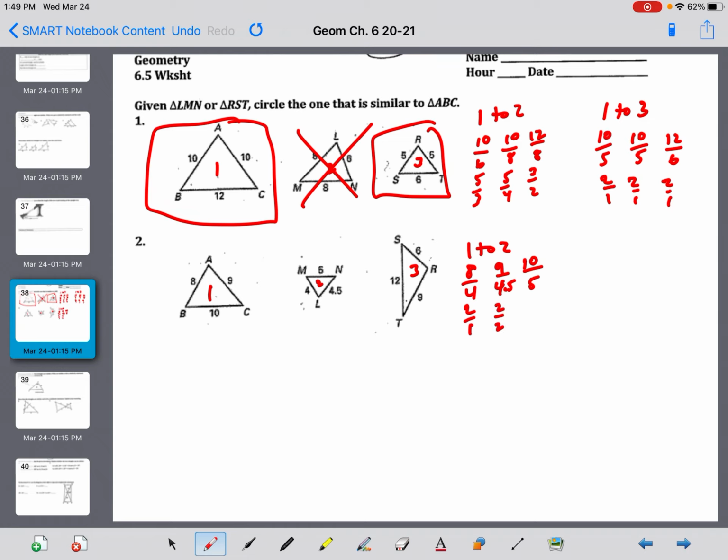You're not always going to get 2 over 1. Sorry, that's a 1 there. But it would be these two that are similar. This one and this one.